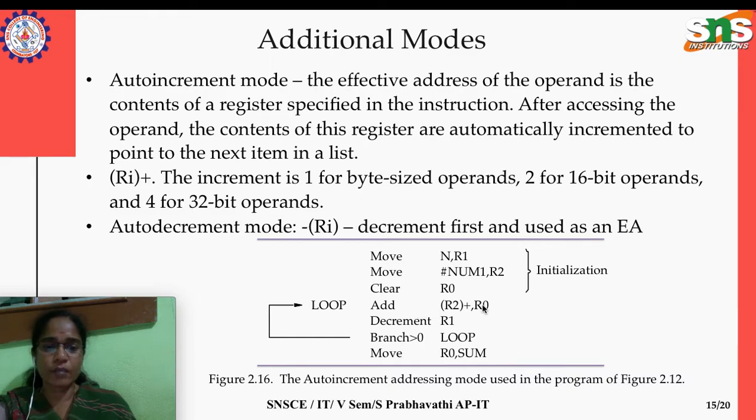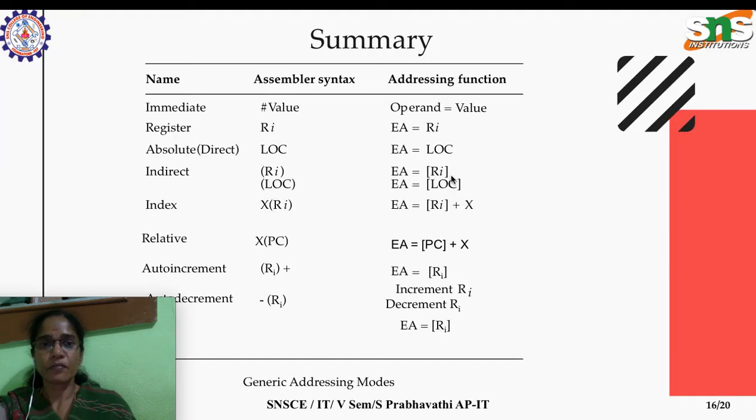Similarly for auto decrement. The only thing to note is that auto decrement first decrements and then gives that address, whereas in auto increment mode it gives the address first, then increments the register content. So that's it about the addressing modes. It's a quite simple, interesting and important topic in computer architecture.